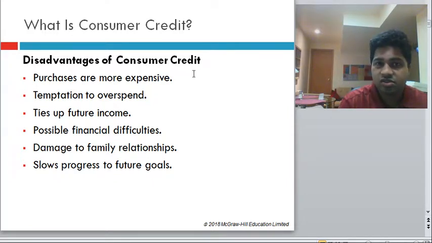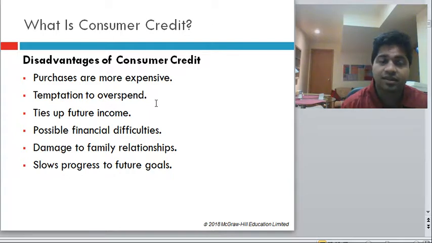Disadvantage of using consumer credit: your purchases are more expensive. This happens many times. You go to a shop to buy an iPhone 7, but you don't have to pay for that iPhone 7 right away. You can get into payment plans. So instead of getting an iPhone 7, you buy an iPhone 10. This happens. It happens to me too.